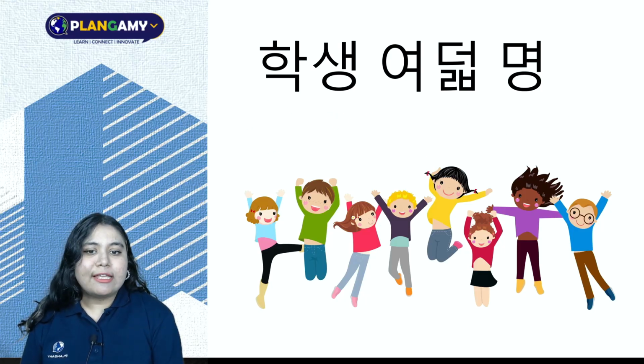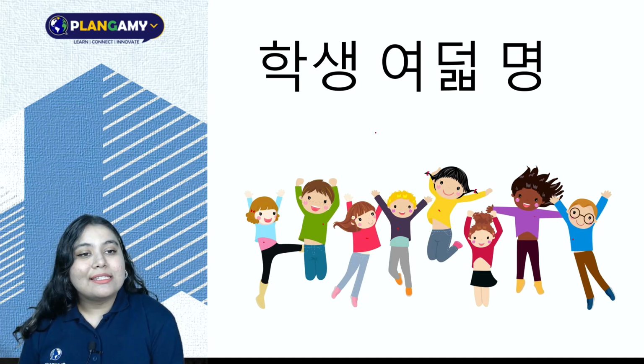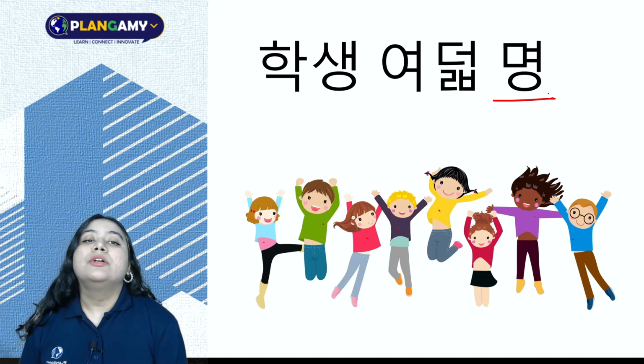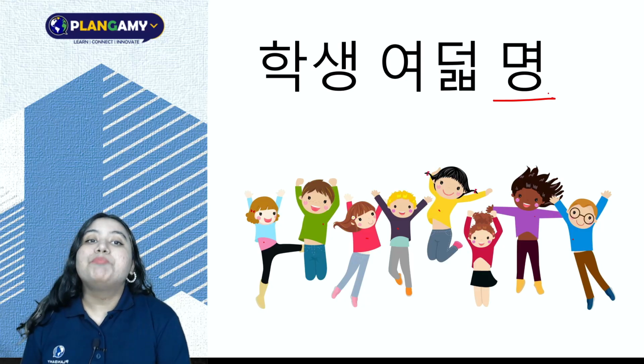Next, we have 학생, students. Let's see how many 학생 we have. 하나, 둘, 셋, 넷, 다섯, 여섯, 일곱, 여덟. 8, 여덟 학생. So I can say 학생 여덟 명. 명 is used for counting people.